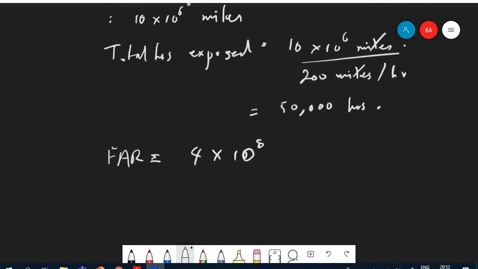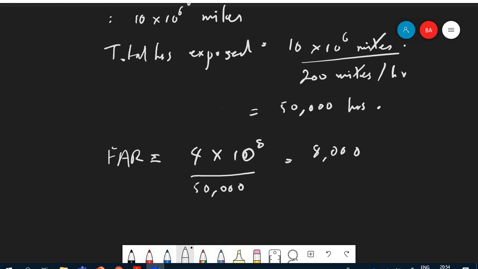This is 10 to the power 8, the one that we always multiply. We need to multiply by 10 to the power 8 hours, divided by the number of exposed or working hours, and this is equal to 8,000. Oh my god, the FAR is 8,000. I never saw this before.